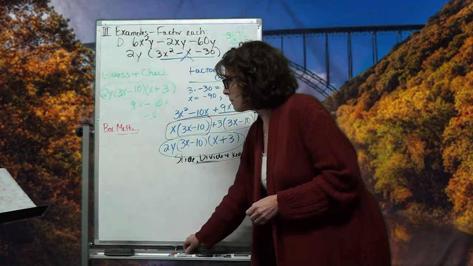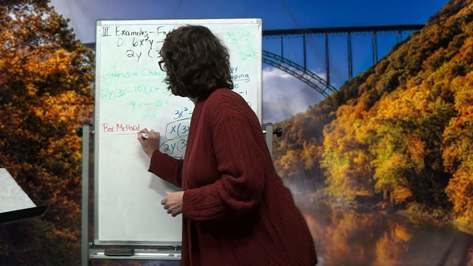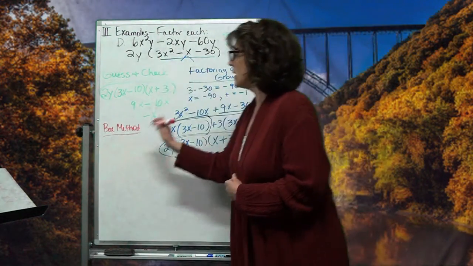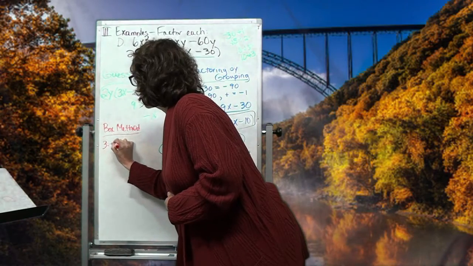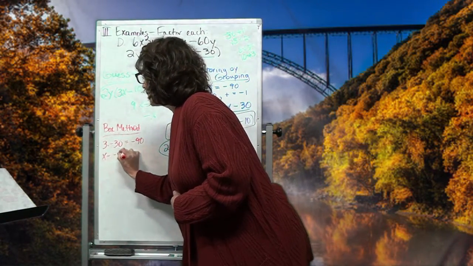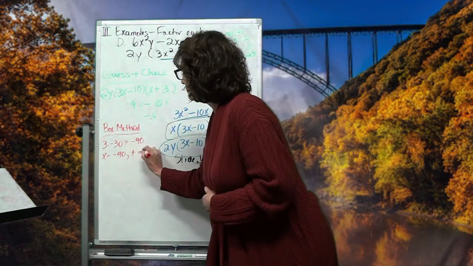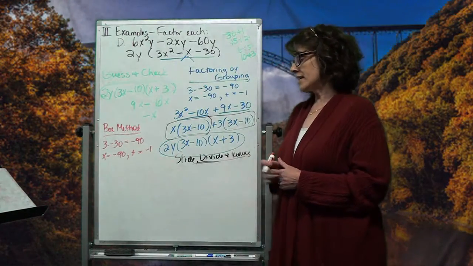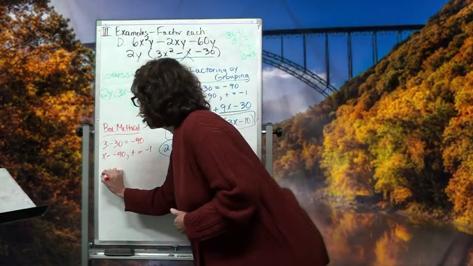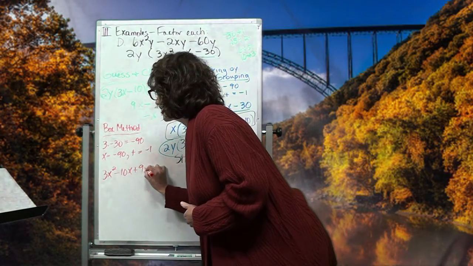And now let's take a look at that box method. Once again, the box method starts just like factoring by grouping. I'm going to take that 3 and multiply it by the negative 30 to give me negative 90. So I want two numbers that multiply to negative 90 and add up to negative 1. Once again, that's a negative 10 and a positive 9. So I'm splitting that again as a negative 10x plus 9x.